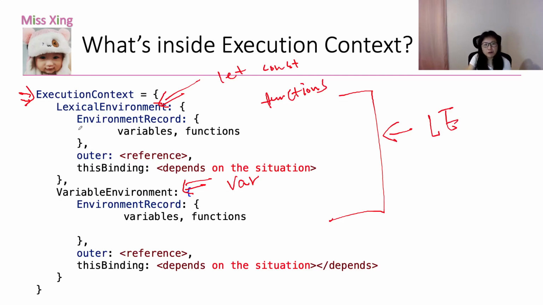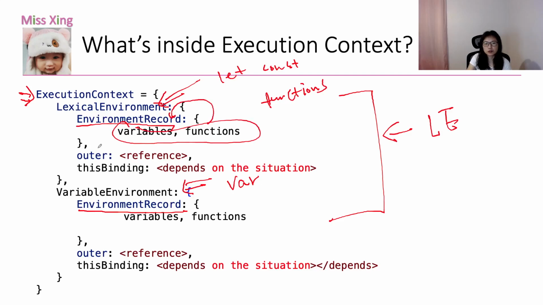Also, for the environment record, see here, each of them has an environment record. Actually, based on the specification, the environment record also has different types, like object environment record, declarative environment record, and global environment record. Here, I don't differentiate them because all of them are going to have variables or functions registered. So here I just have environment record.